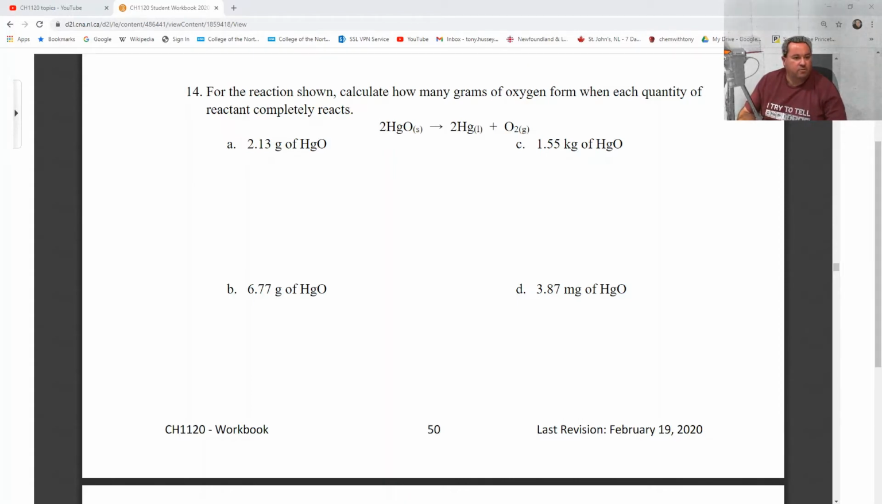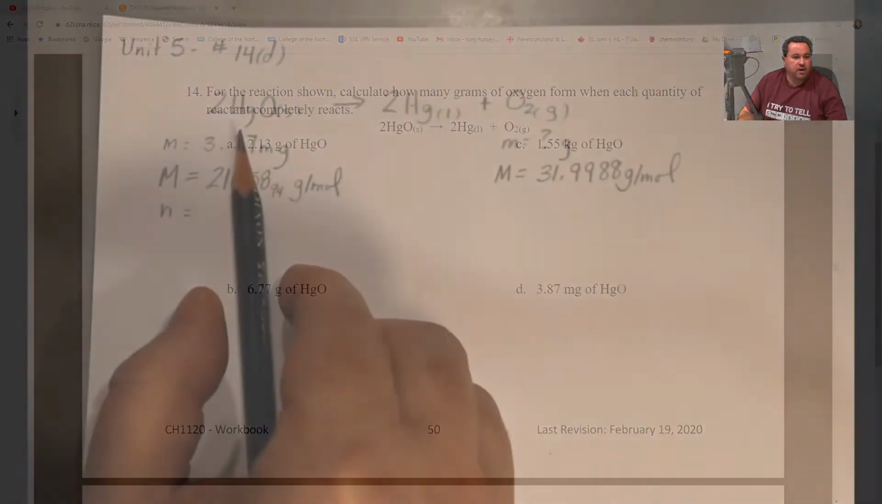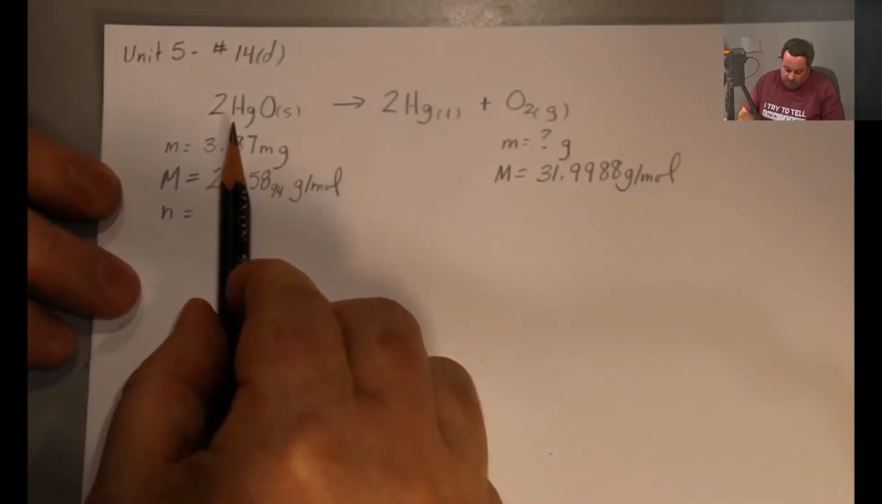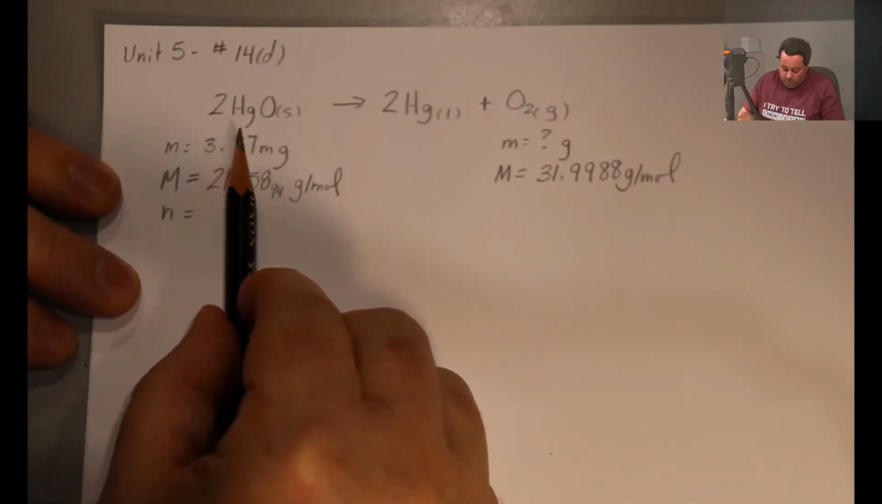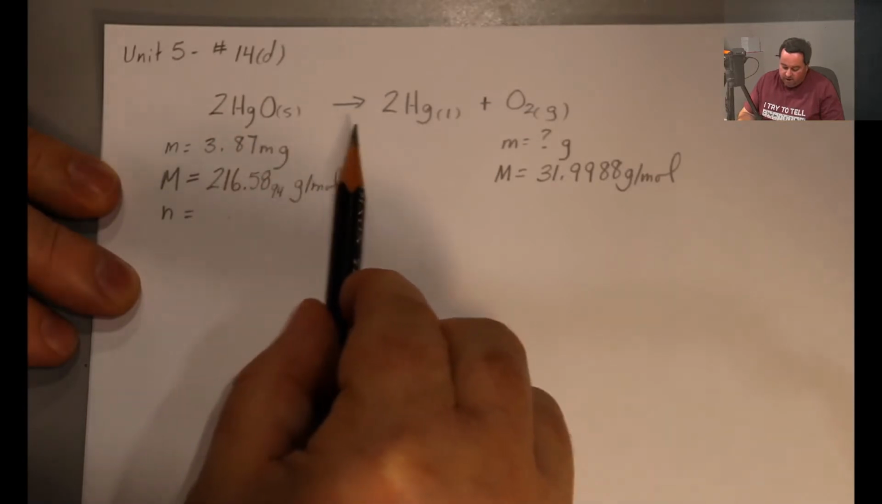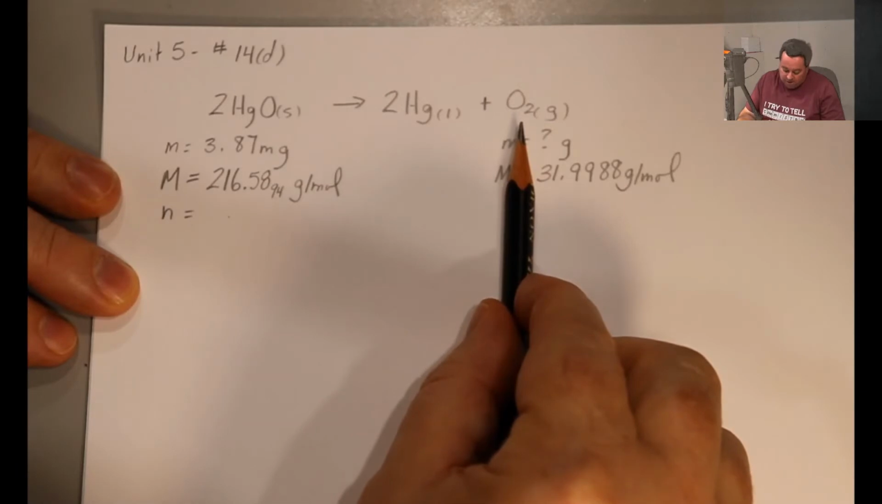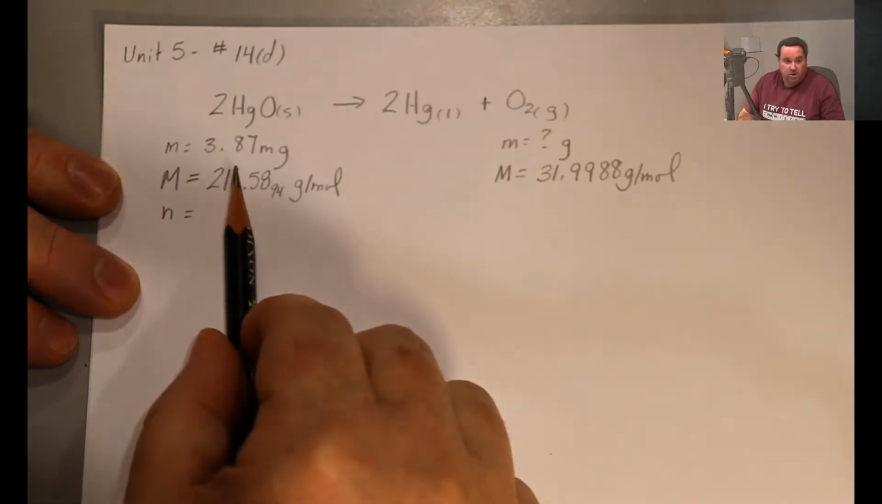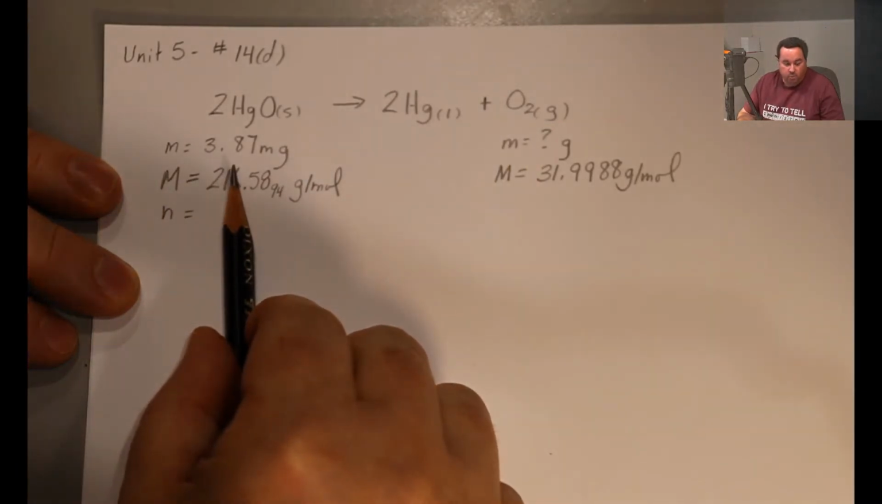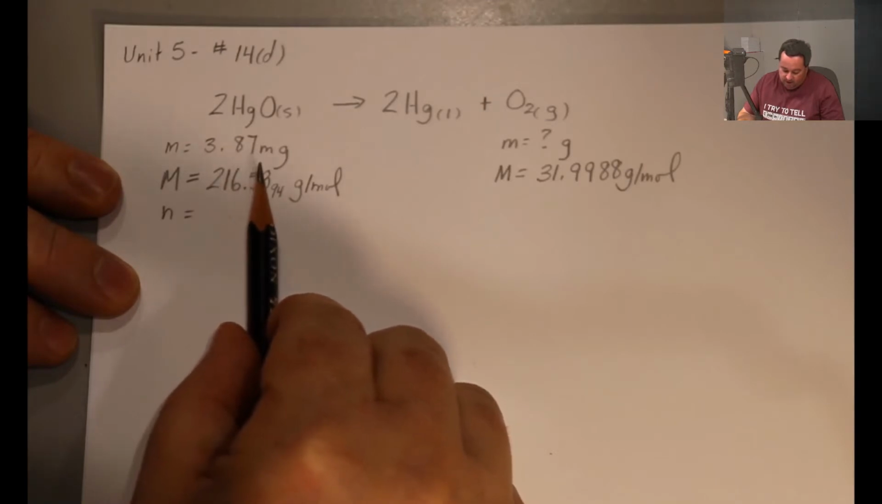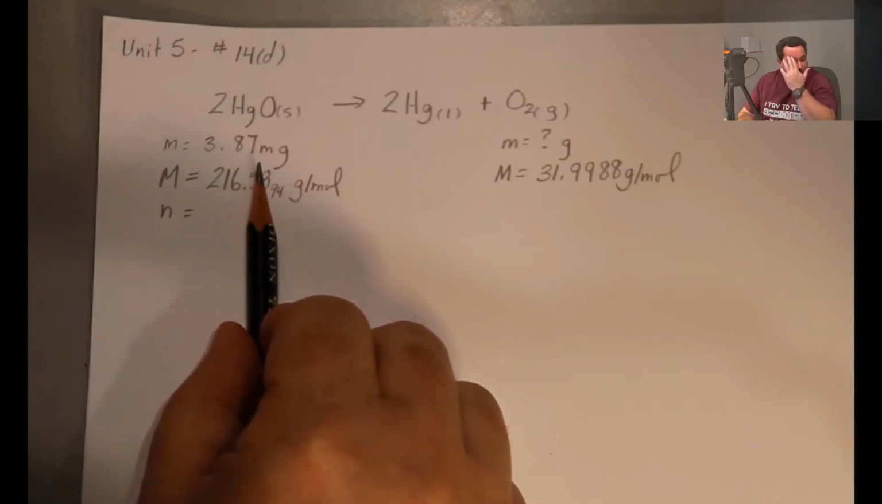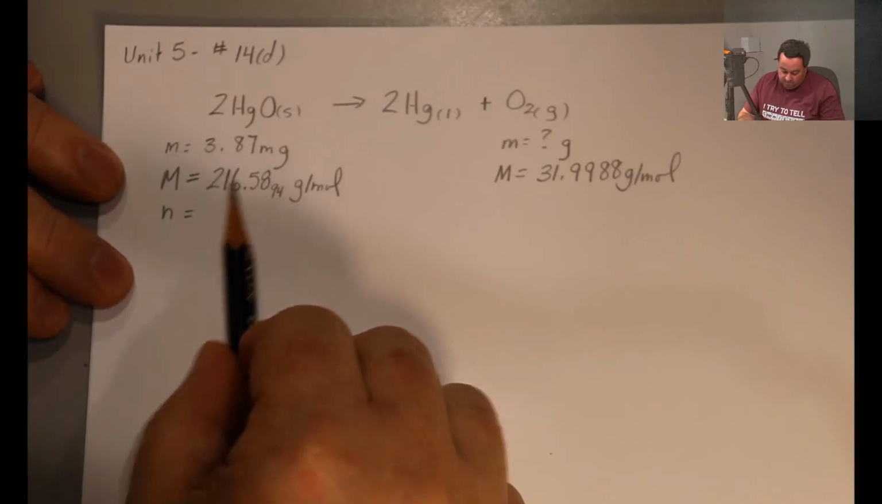Let me transition over to what I've been writing. I've written the equation for you: 2 mercury(II) oxide produce mercury and oxygen. So this is a decomposition reaction. We start with 3.87 milligrams, so I labeled it under the mercury(II) oxide.